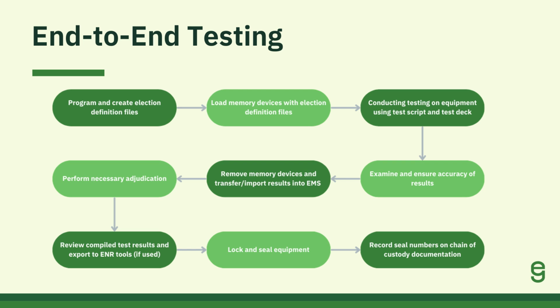Making sure that part of the system is working properly is really important, and sometimes maybe something that's not considered when going through the logic and accuracy testing process. Finally, it ends up with recording the seal numbers on the chain of custody documentation, making sure that we go from start to finish with our testing. This is just a high level summary of what end-to-end testing consists of, but it really looks at every stage of the process.